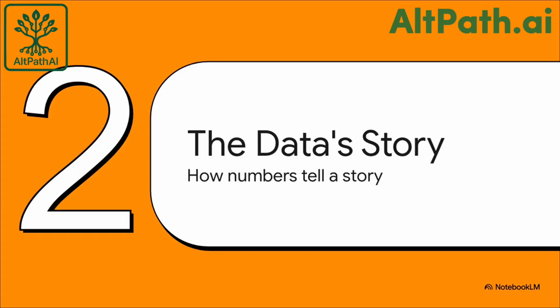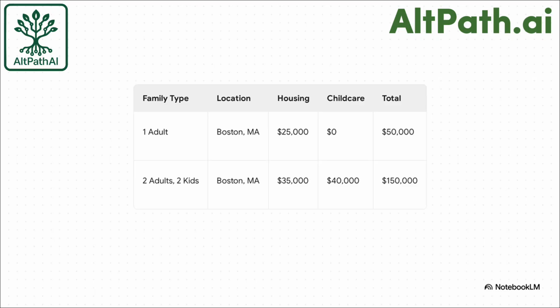So, okay, we've got this massive data set. But how do you actually get from a boring spreadsheet to a compelling story? Well, the magic really happens when you start asking the right questions, when you look for the patterns that reveal a very human narrative. So when you first look at it, in its raw form, the data is just rows and columns. But you can immediately spot these huge differences. A single adult in Boston, totally different needs than a family of 4. And that right there, that's our first clue.